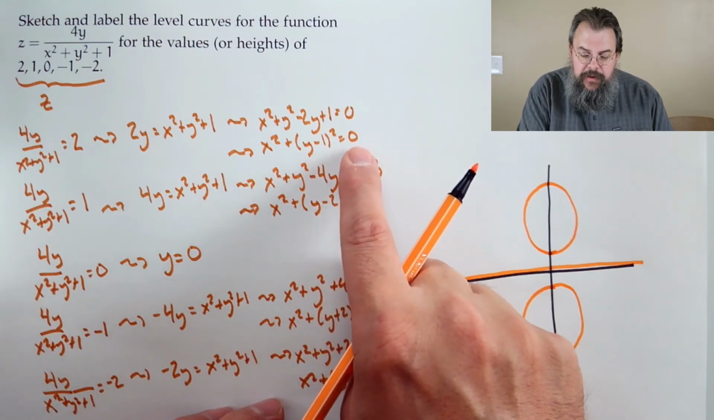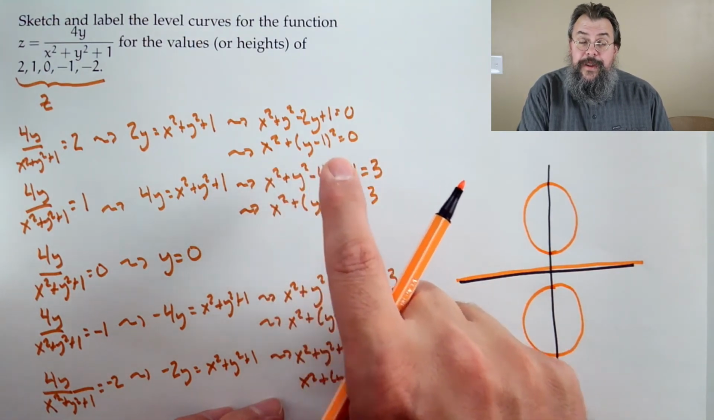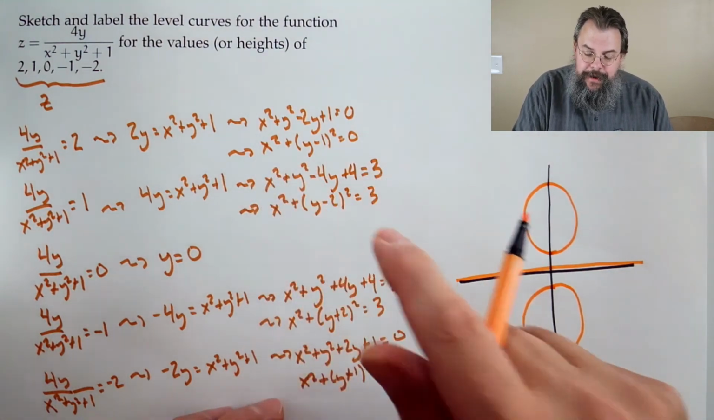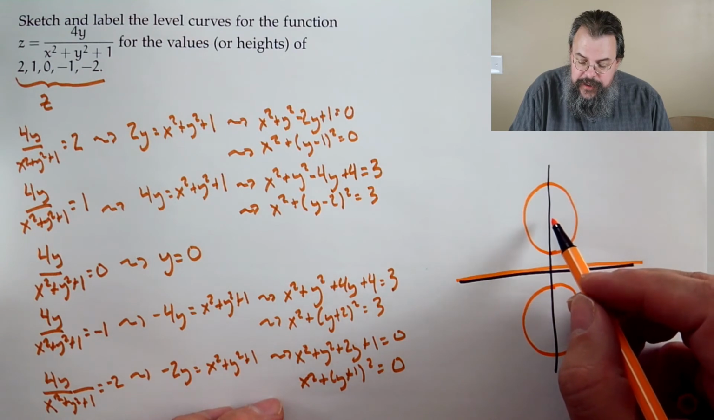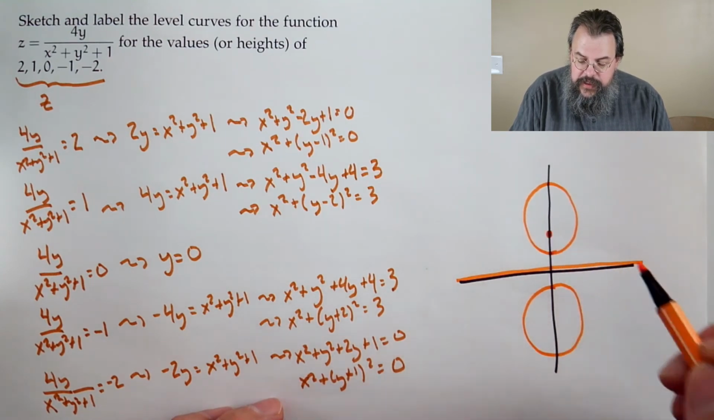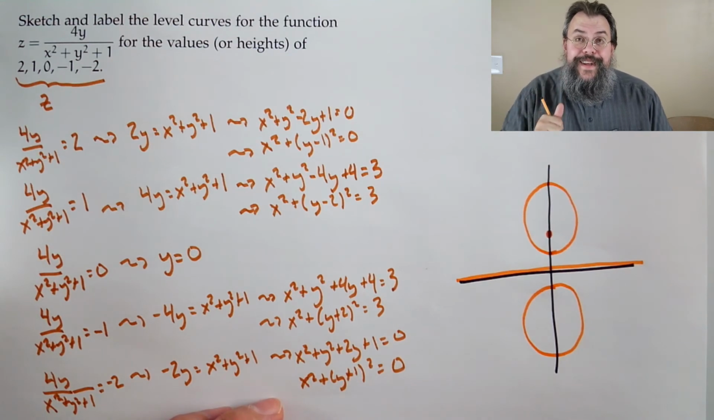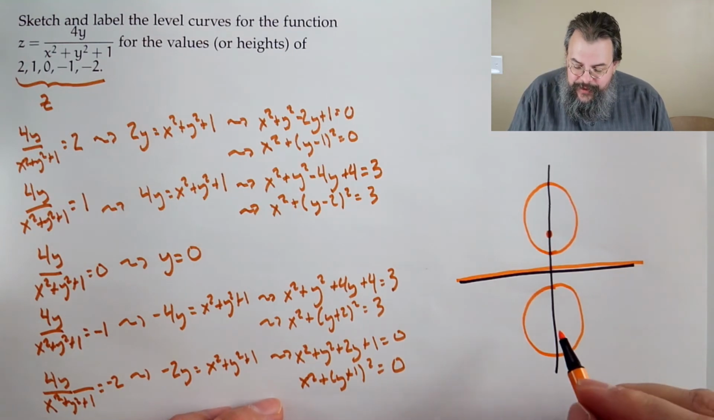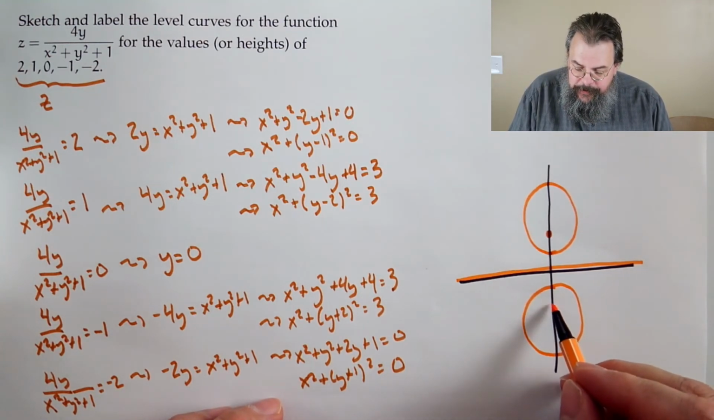Well, the only way we can get 0 is if both of these were 0 to begin with, which means we need x to be 0 and y equal to 1. In other words, it's a single point. Just one point. So our level curve matches at just a single value. Wow. And similar down here.